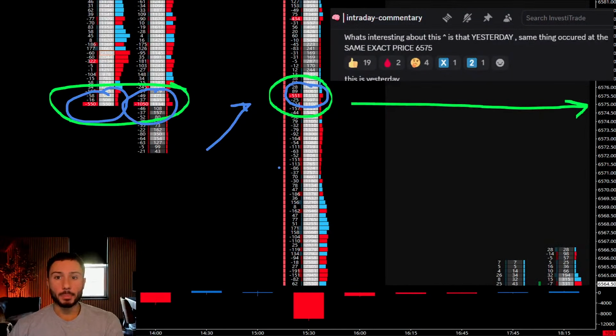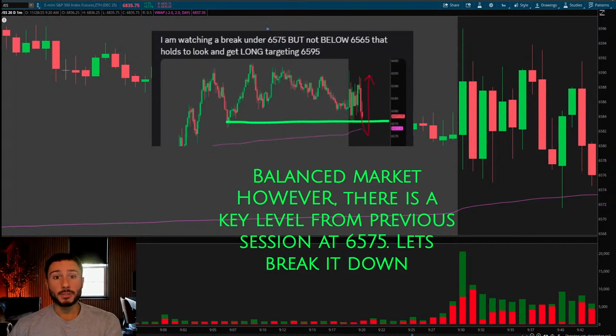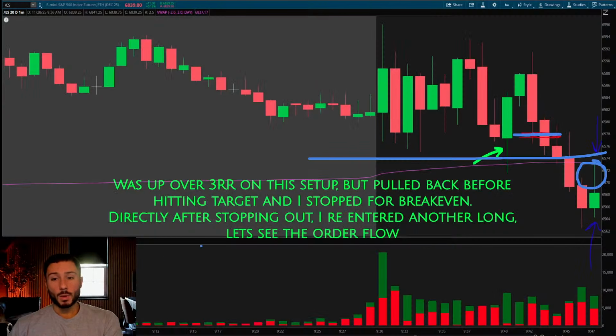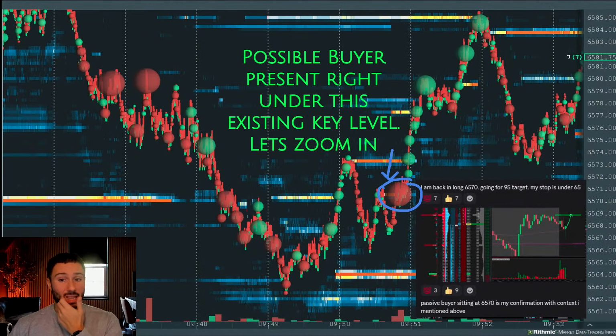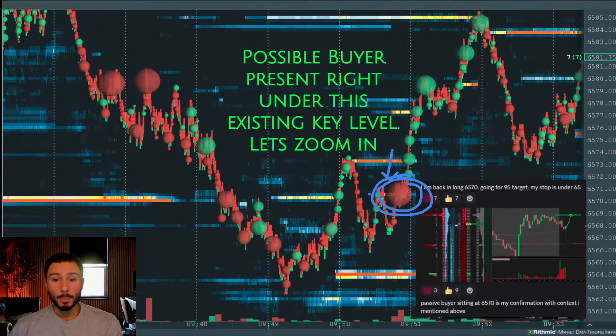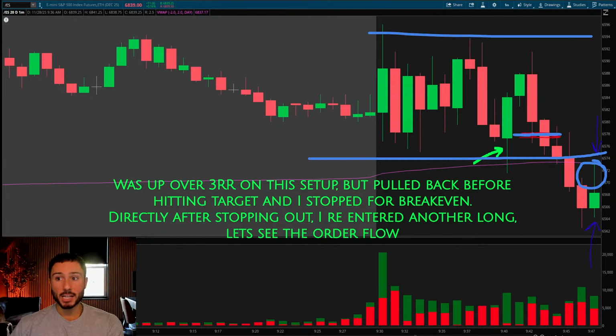following our plan, right? The plan that I posted in the Discord this day was looking for a break under the 75s to get long, targeting the 95s. That was the plan this day. When it broke under the 75s, we see this significant buying activity. So my thesis here was, all right, let me get long when I see this. Let me put my stop loss under the low that formed here at the 65s. Let me then target the high of the session at the 95s.